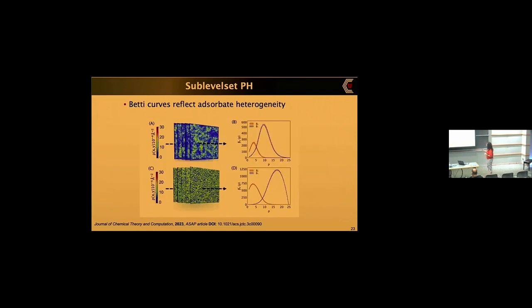And so if you look at, for example, the distribution of these Betti 0 components and the Betti 1 holes, you can very clearly distinguish between very heterogeneous versus much more homogeneous distributions of adsorbates on surfaces, and we can do this over hundreds of thousands and millions of surfaces from our simulation to get really good statistics of how they're differentiated from one another.